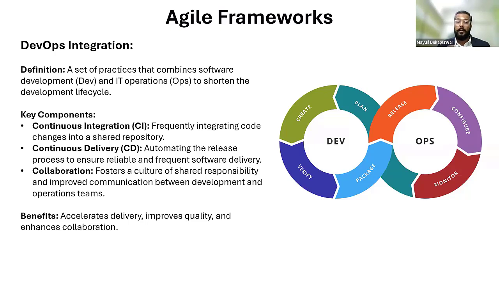Collaboration, that is, foster a culture of shared responsibility, as I told you. So DevOps itself is a culture of collaboration. And again, DevOps is going to focus on objectives like speed, reduction of errors, means enhancing the quality, focusing on reliability. So all these are objectives for DevOps also, and we do the objective measurement. Benefits are accelerated delivery, as I said, improved quality and enhanced collaboration.